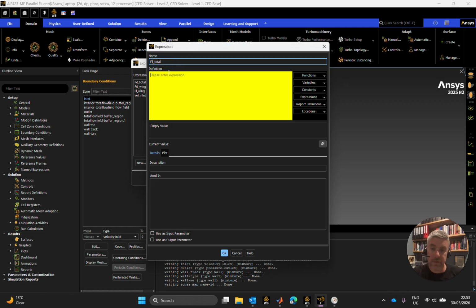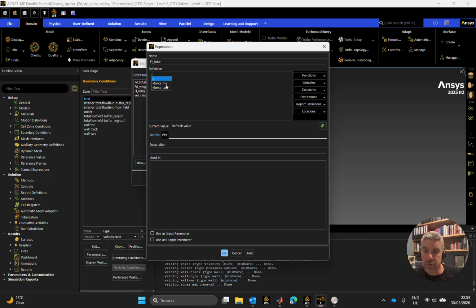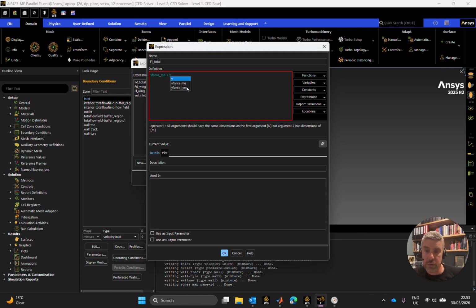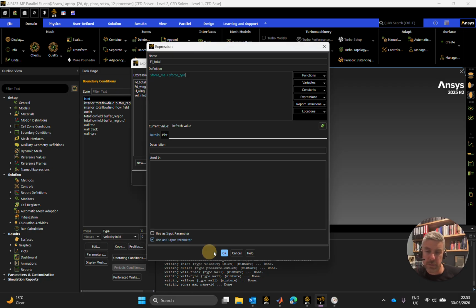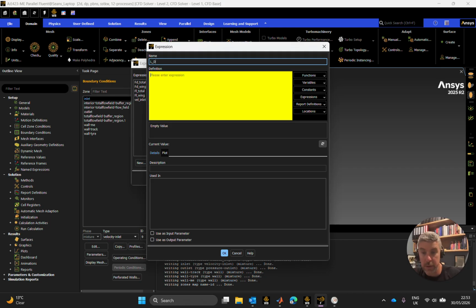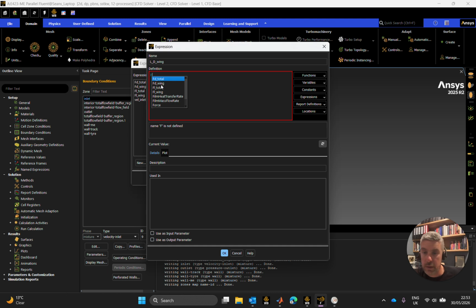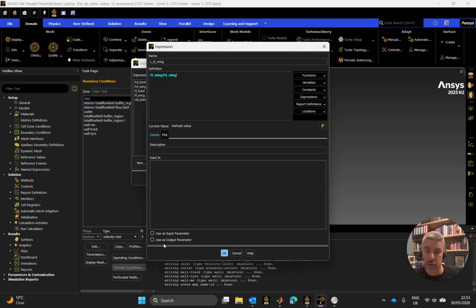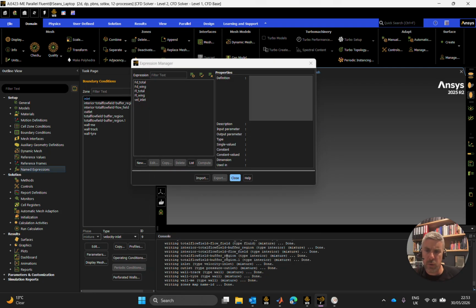Got my FL total. That's equal to the Y force on the main element plus the Y force on the tire. Output. Let's now go for L over D. So I'm going to name it L-D-wing, just the wing L over D. This is going to be FL wing divided by FD wing, output parameter. Total L over D, no, I'm not going to bother with that just now.